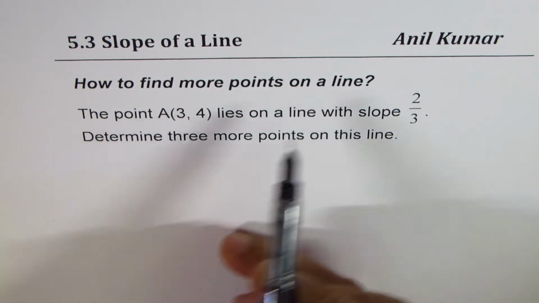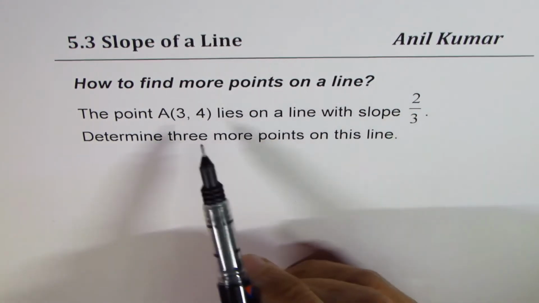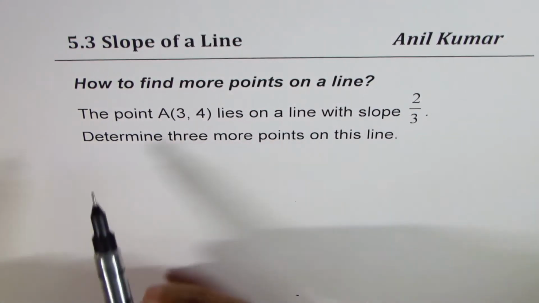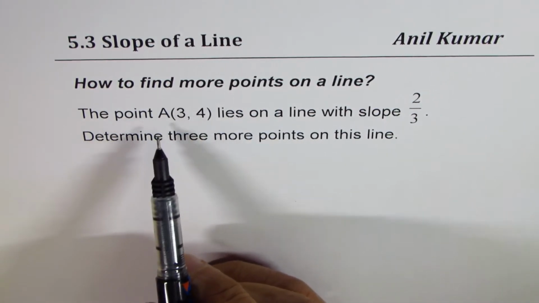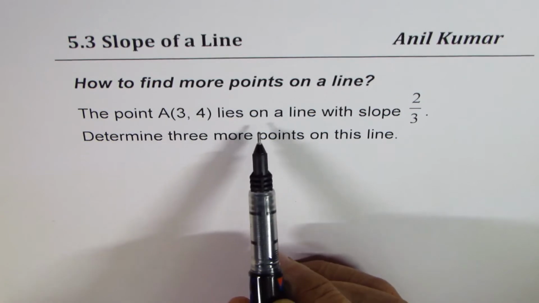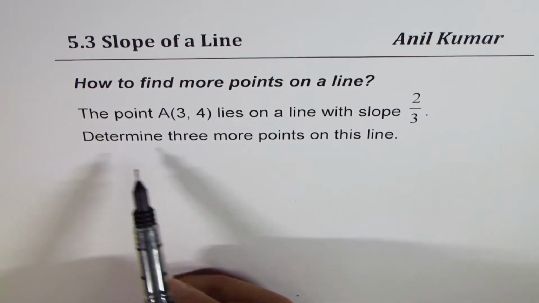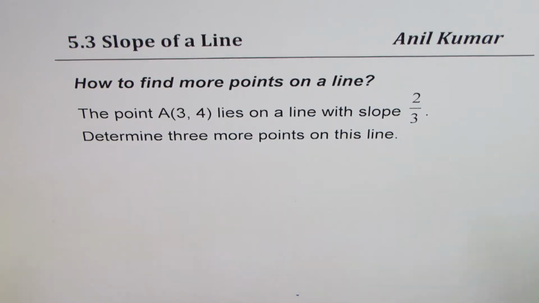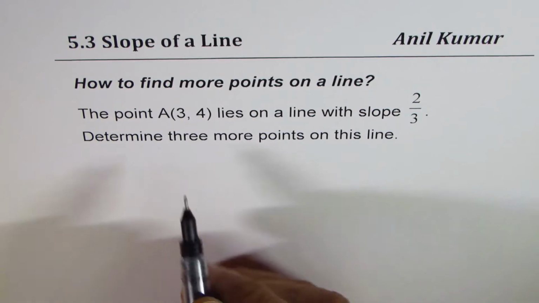As you know, a line has infinite number of points, and a line is defined by a point and its slope. So the question here is, the point A (3, 4) lies on a line with slope 2 over 3. Determine 3 more points on this line. So that's the question for you. Let's see how to do it.